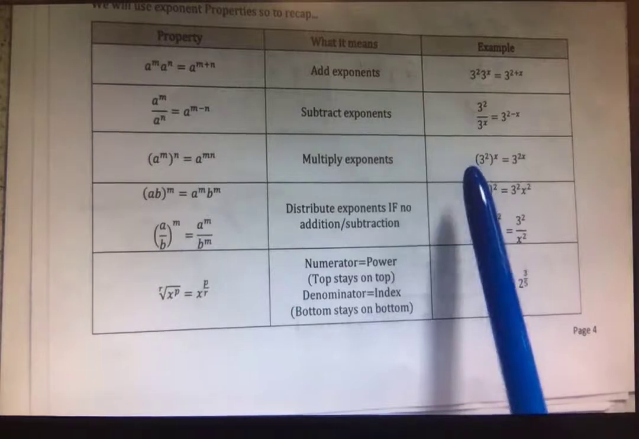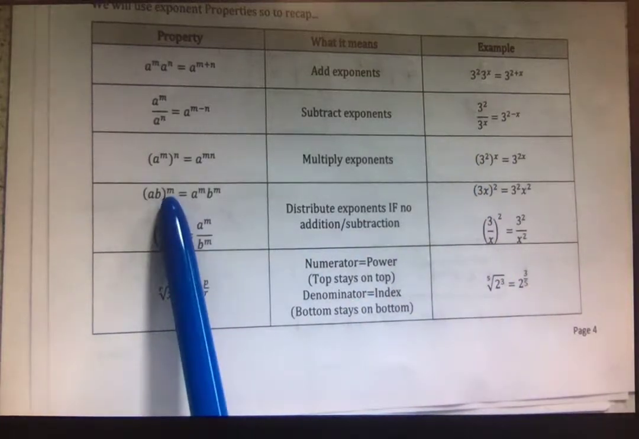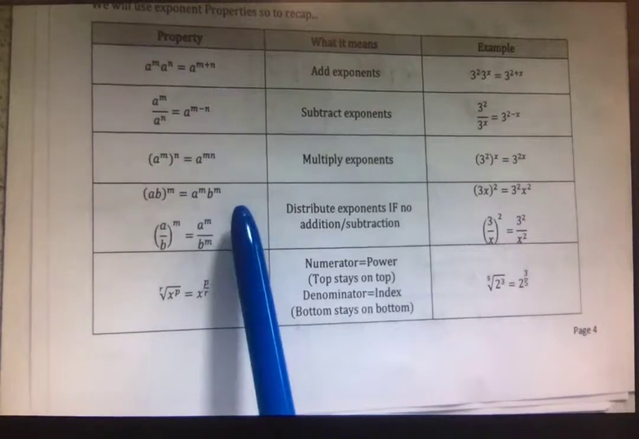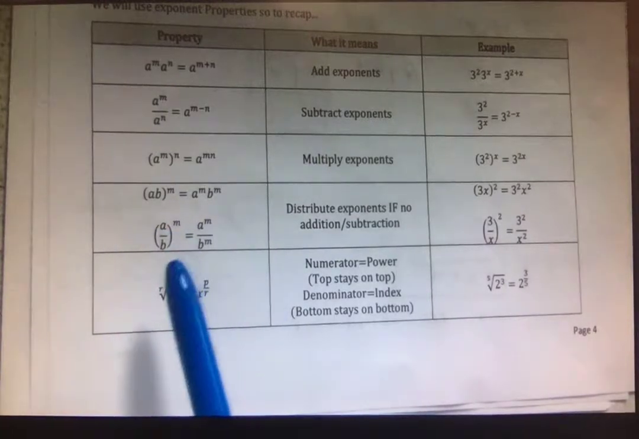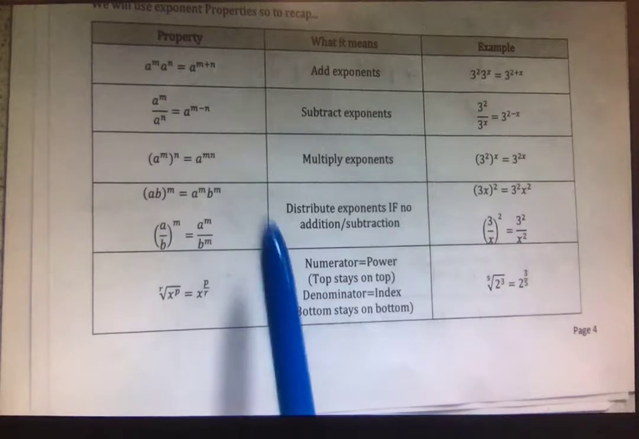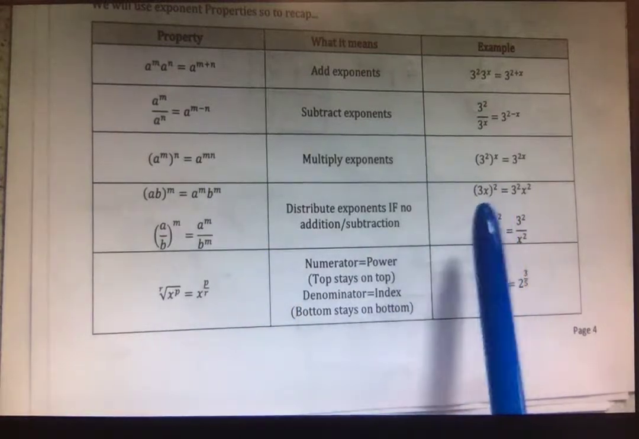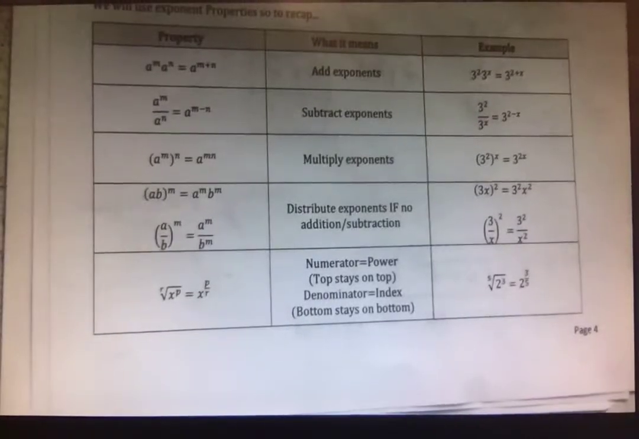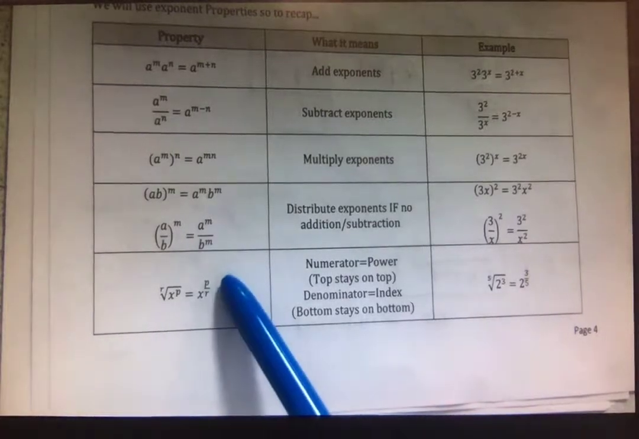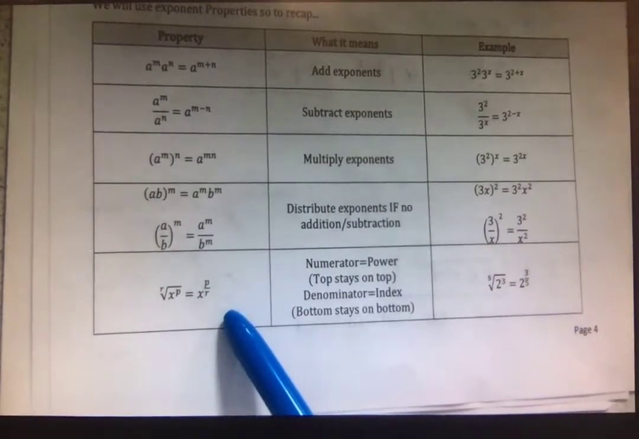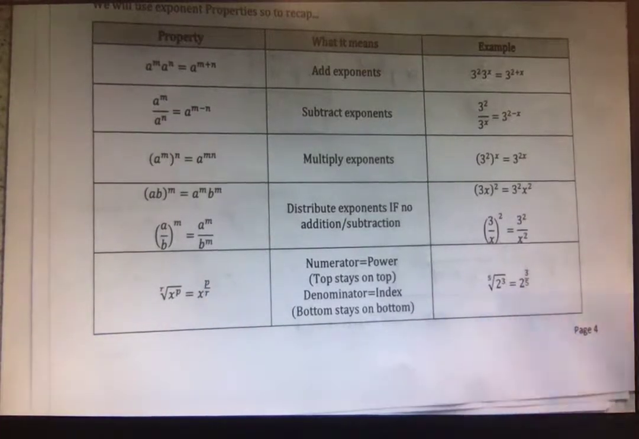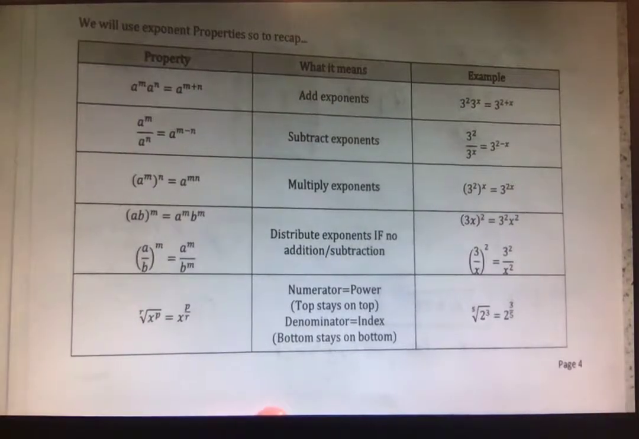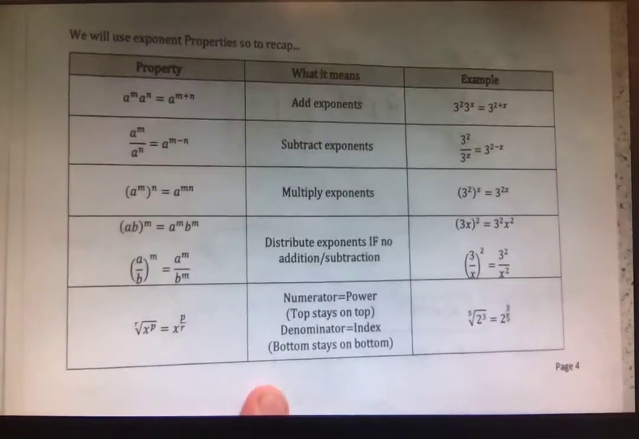Here's an example. If we have ab to the mth power, that means a to the m times b to the m. Same thing with division: a divided by b to the mth power is a to the m divided by b to the m. Examples. And lastly, we have this new one that we just talked about, so we can add it to our chart of exponent properties. If we have the rth root of x to the p power, we have x, p is up top, it's going to stay up top, and our root r goes to the bottom. Here's an example. So everything you need to know about our properties of exponents in one little chart.